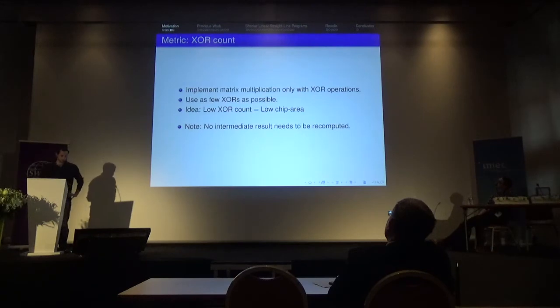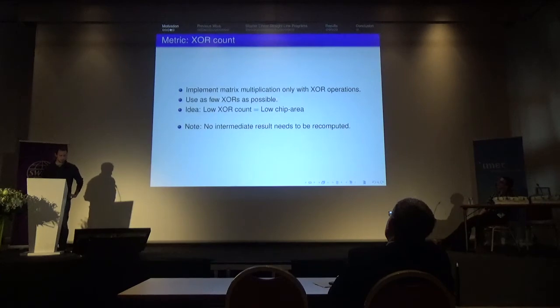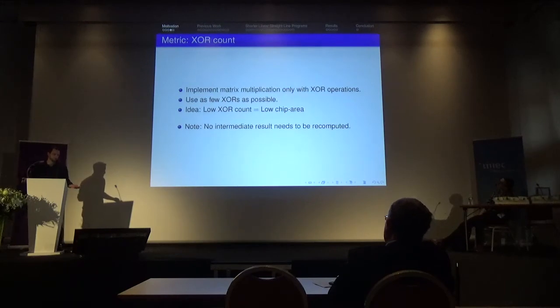So this is a very typical metric we use here. It has been presented before, the XOR count. So we restrict to XOR gates. Basically this means, okay, here we have the same scenario, but we only use XOR gates within here. And these are 2-bit XOR gates in our case, basically always. So the idea, of course, is that if you have a low XOR count, then you would also need a low chip area, which is, of course, a simplification, as we have also learned.